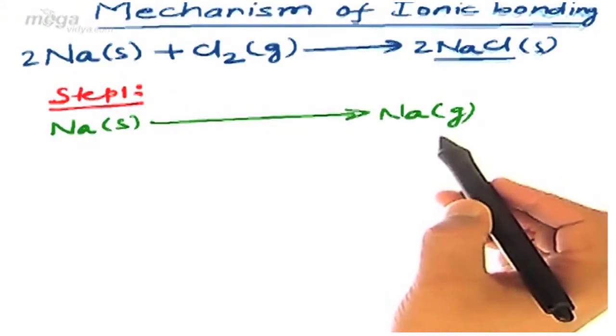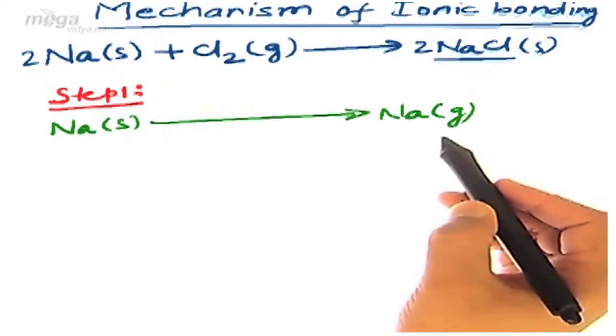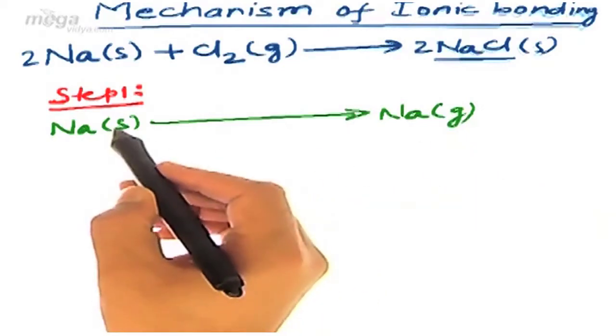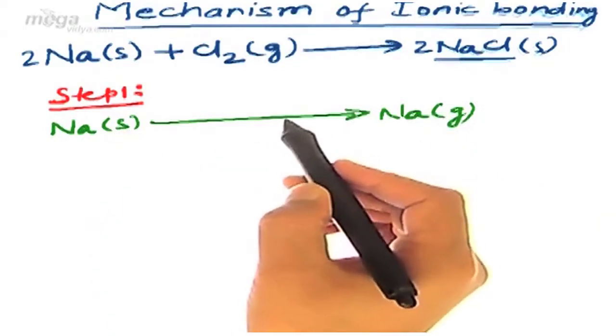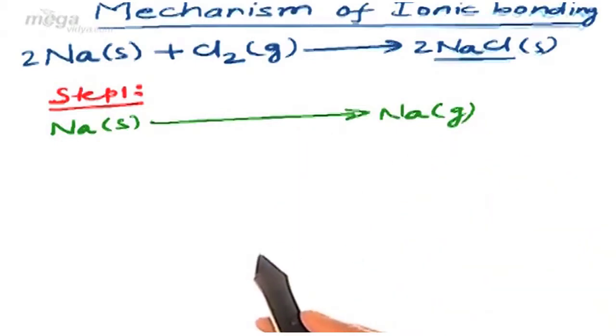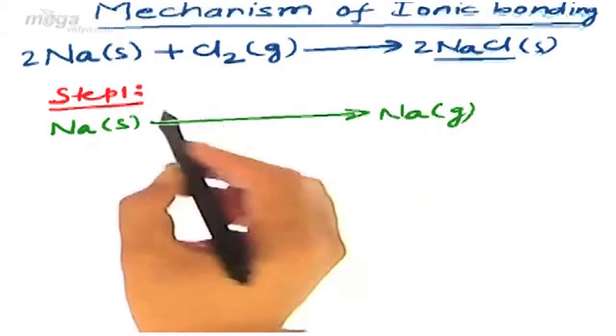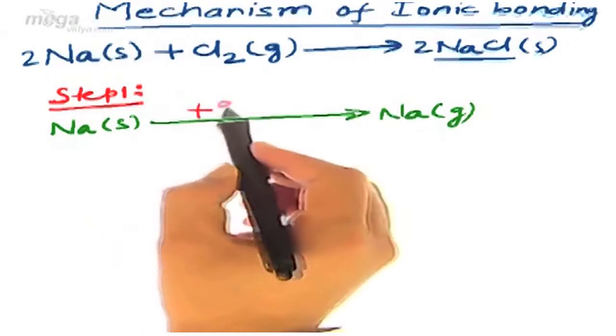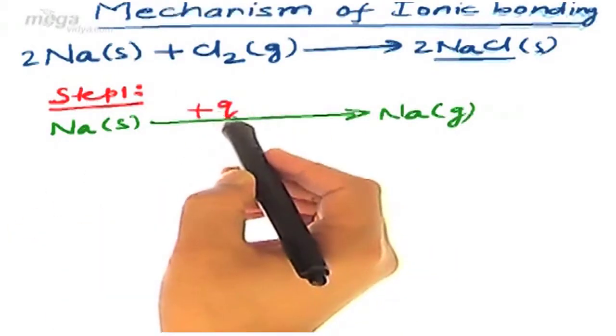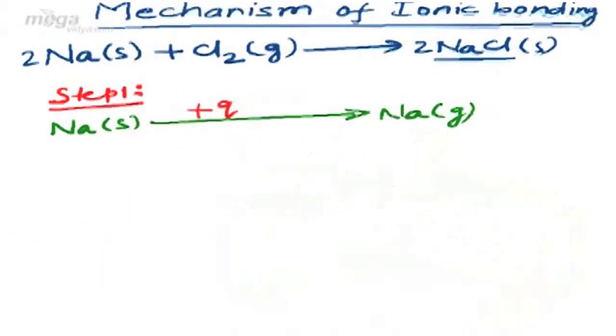So whenever we have to decrease the interactive force, we are supposed to provide energy. Means solid sodium on gaining energy will be converted into gaseous sodium. So here we shall write plus, plus means gain, Q heat. So it will accept heat energy and will convert into gaseous sodium.